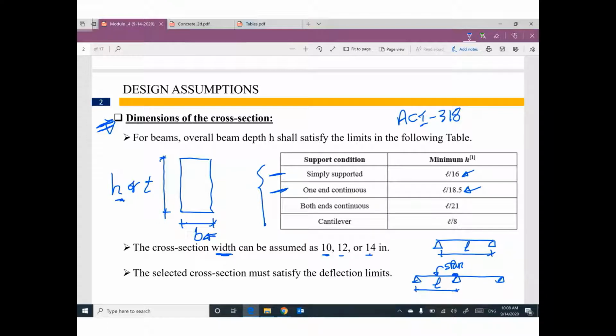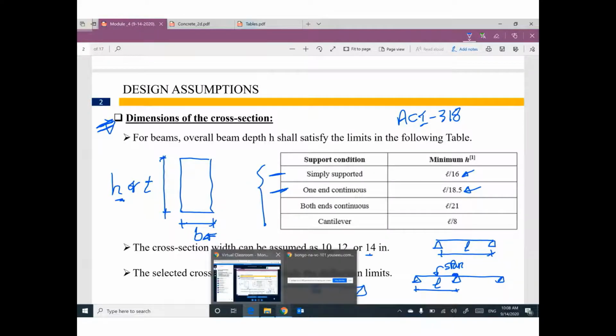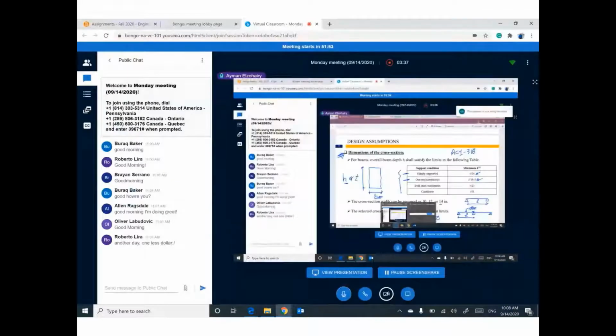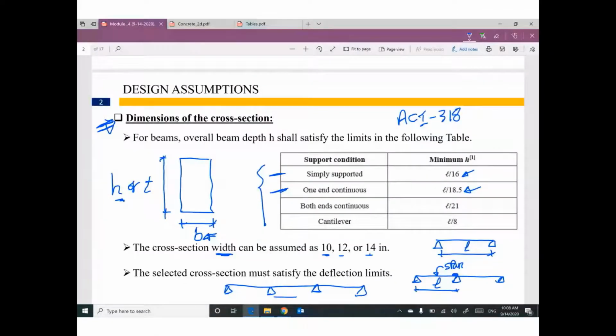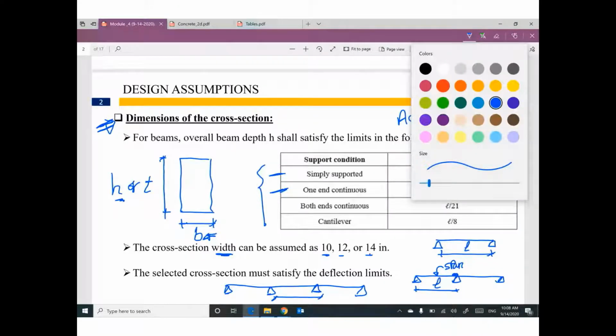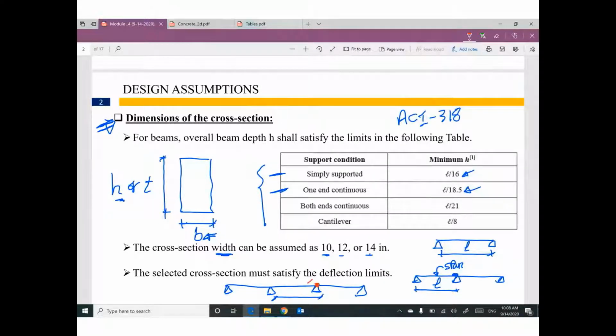If your beam is like this, I'm talking about this span, I'm sorry. This span, if you are looking at this span, it is continuous from two ends. From this side, it's continuous. We have another span here. At this side, we have another span here. So both ends continuous. So this span L divide 21, I can figure out the overall depth.